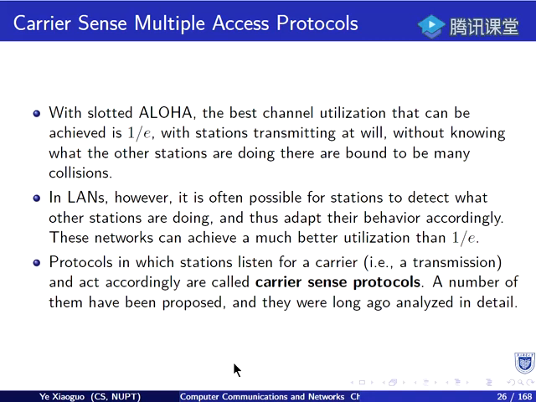Then we will talk about the CSMA protocol. It means carrier sense multiple access protocol. With slotted Aloha, the best channel utilization that can be achieved is 1 over e, with stations transmitting at will without knowing what the other stations are doing. There are bound to be many collisions. In local area networks, however, it is often possible for stations to detect what other stations are doing and thus adapt their behavior accordingly. So it can help to improve the performance further. So these networks can achieve a much better utilization than the one of slotted Aloha.